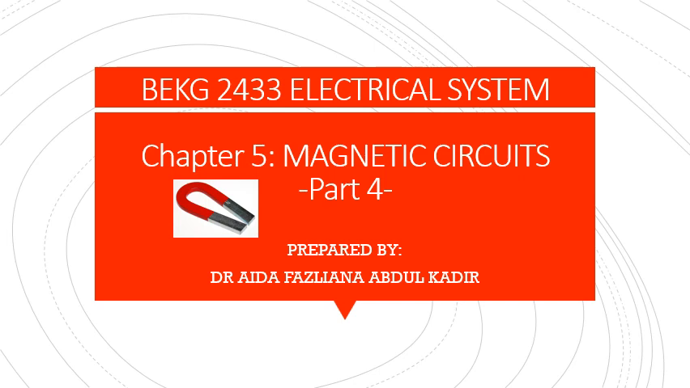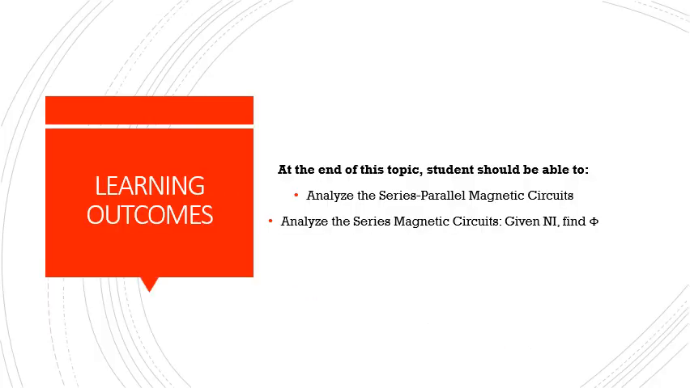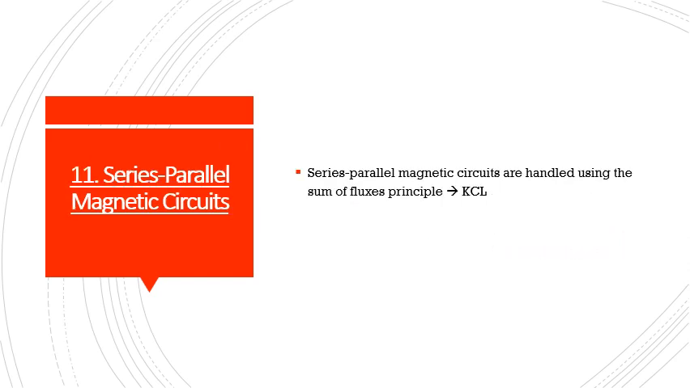Hi guys, so now we move to part 4, chapter 5, magnetic circuit. Learning outcome for this topic, the first one is students should be able to analyze the series parallel magnetic circuit, and the second one is students should be able to analyze the series magnetic circuit by given the Ni and you have to find the phi.